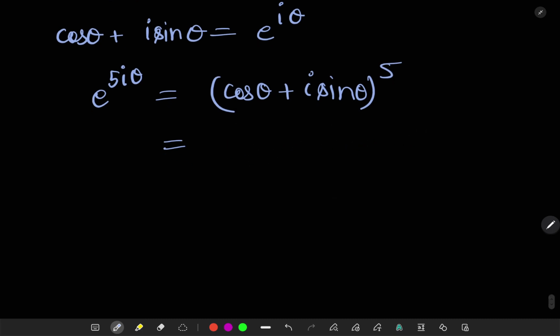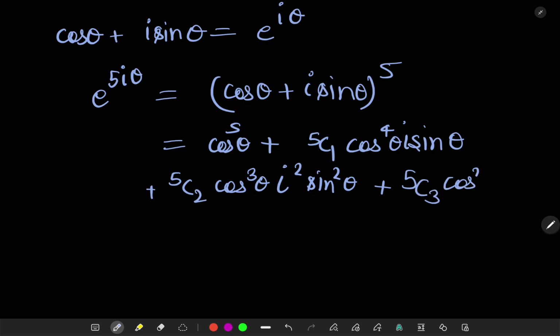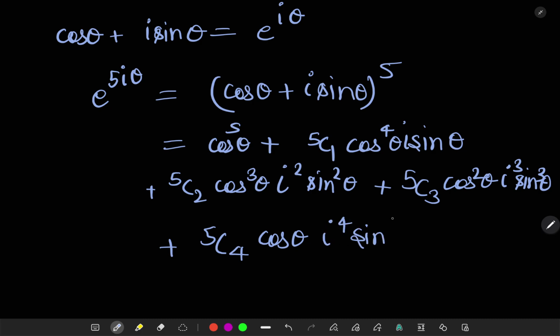Now using binomial expansion, plus 5c1 cos theta raised to power 4 iota sin theta plus 5c2 cos cube theta iota sin square theta plus 5c3 cos square theta iota cube sin cube theta plus 5c4 cos theta iota raised to power 4 sin raised to power 4 theta plus 5c5 iota raised to power 5 sin raised to power 5 theta.